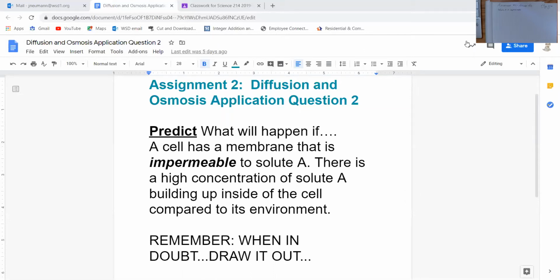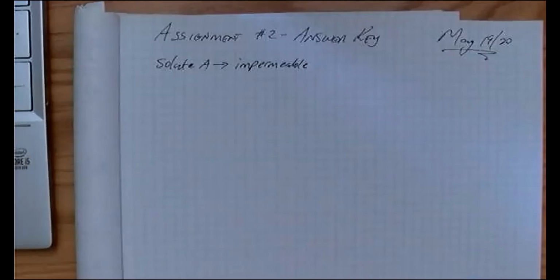So let's not make the same mistake I did the last time. I forgot to minimize the picture. It was hard to see, so I apologize for that.